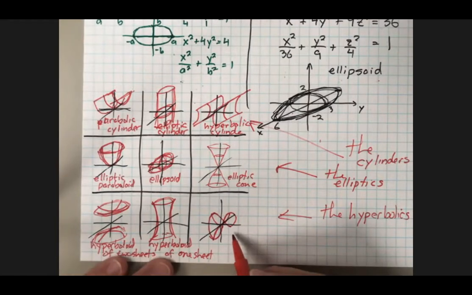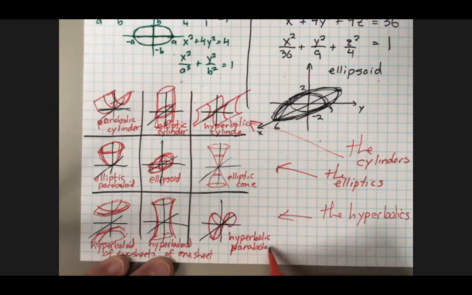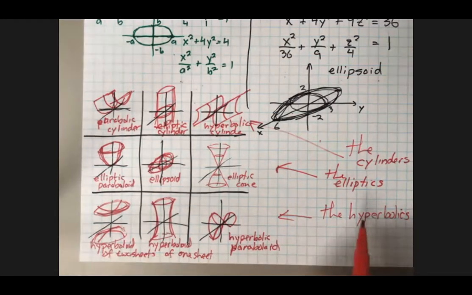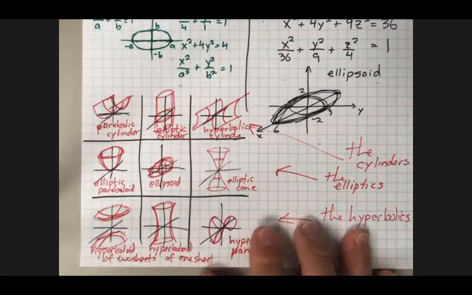The equation we'll give you later. This is called a hyperbolic paraboloid. Now we're going to cut it off here in just a second. Let me get my paper organized better.